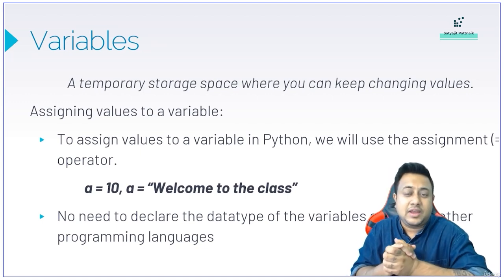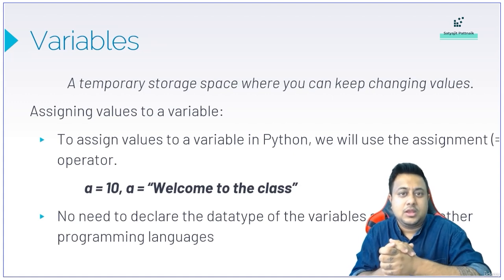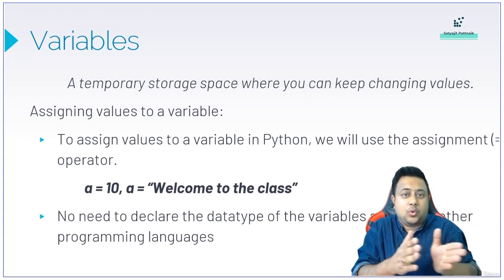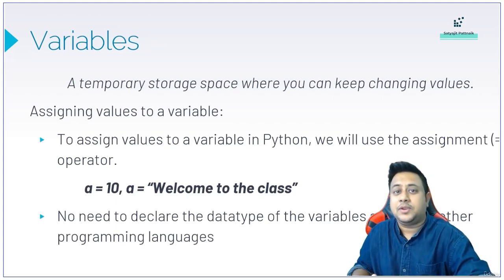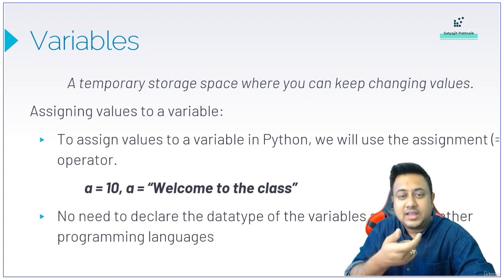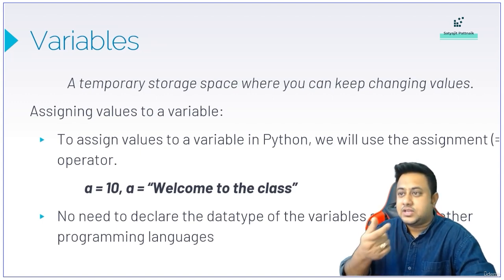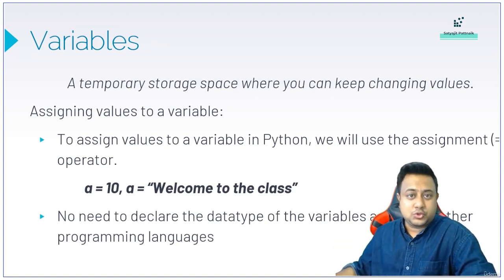Similarly, let's say you are defining your age. Your age is, let's say, 25. So you're defining age equals 25. Now if I print age, that will print 25. So that age is nothing but a variable. It's nothing but a temporary storage space where you can keep changing values. Now, assigning values to a variable.